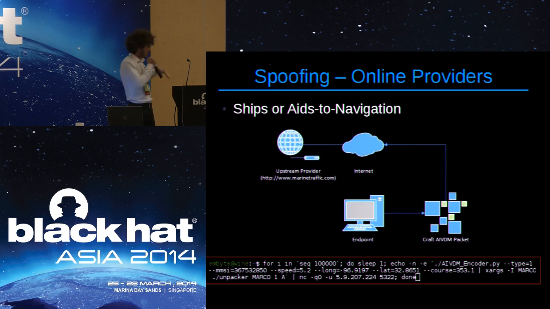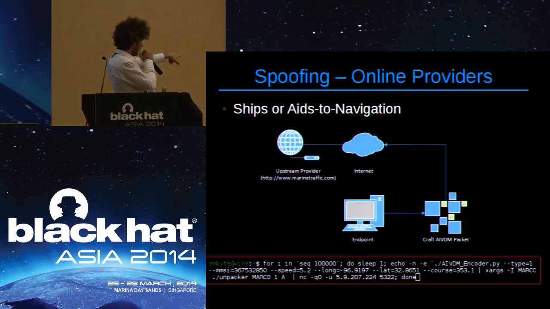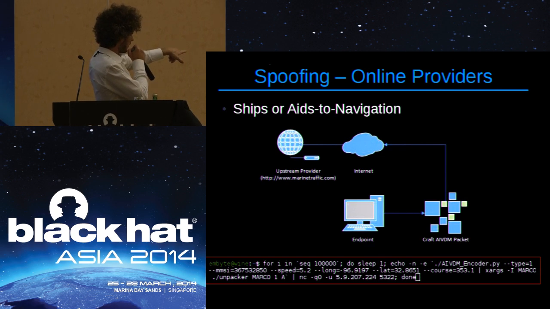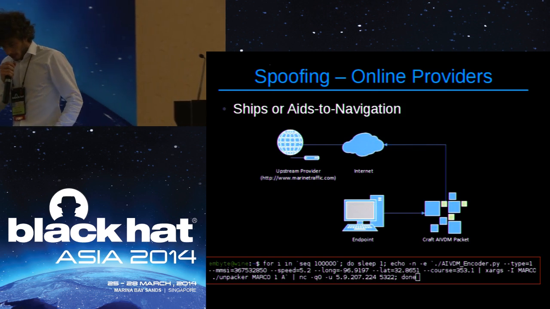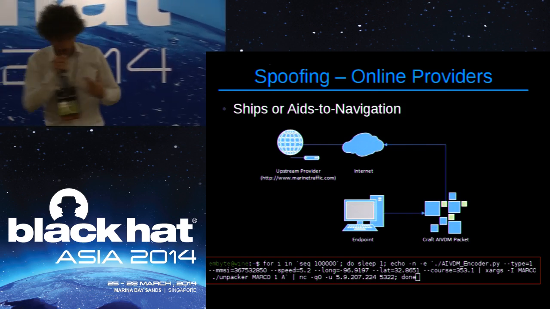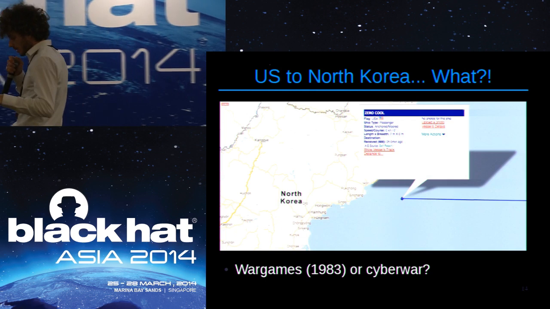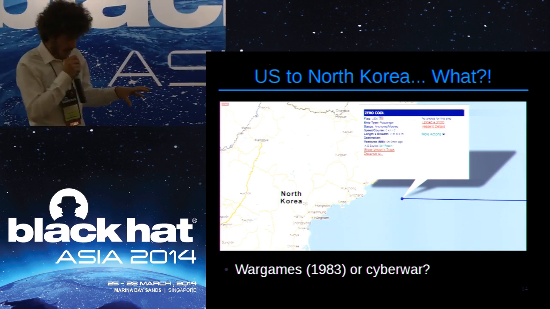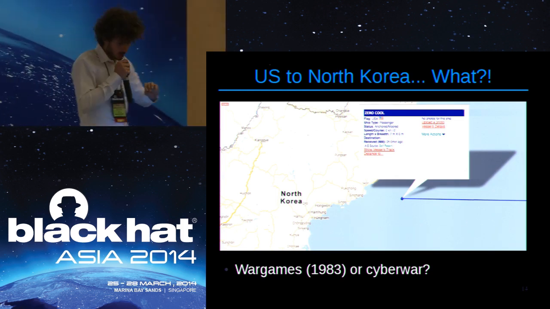You have your computer, and you can craft an AVDM packet by using the tool I showed you before, the AVDM encoder tool. For example, in this case, we are crafting a fake ship that is moving at 5.2 knots at latitude 32 and longitude minus 96. And we are using netcat to upstream the data to the provider. With this, we can, for example, fake a US military ship that is moving over the Pacific Ocean from LA to North Korea.